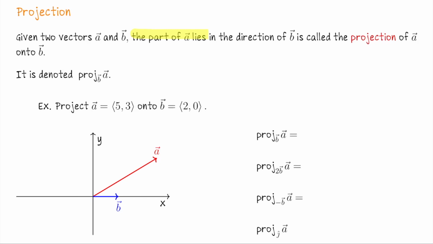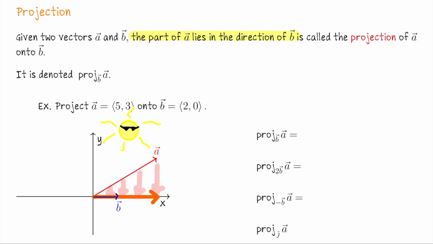Okay, what do I mean by the part of A which lies in the direction of B? I like to think of it like a shadow. So let's say B is flat ground and the sun is directly overhead. Then the projection of A onto B is the shadow that A cast on B. So in particular, this vector would be the projection of A onto B. So that's the part of A that lies in the direction of B.